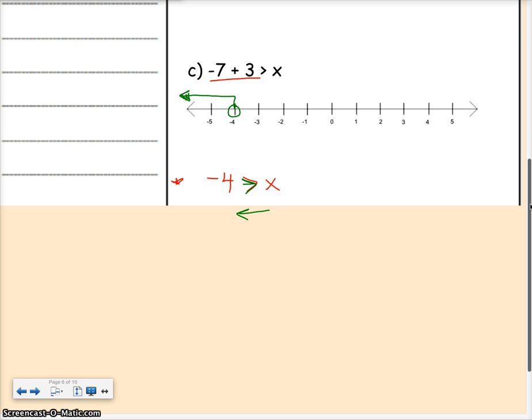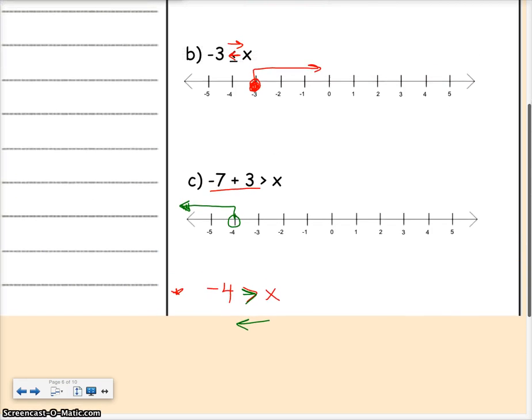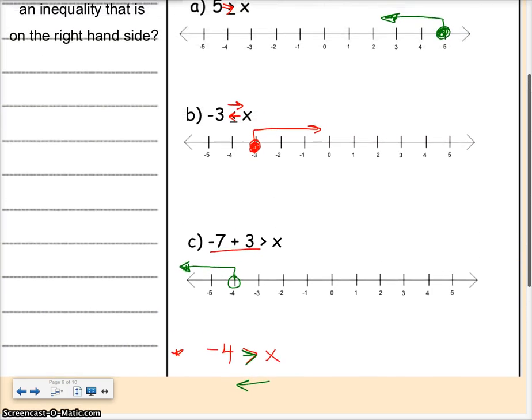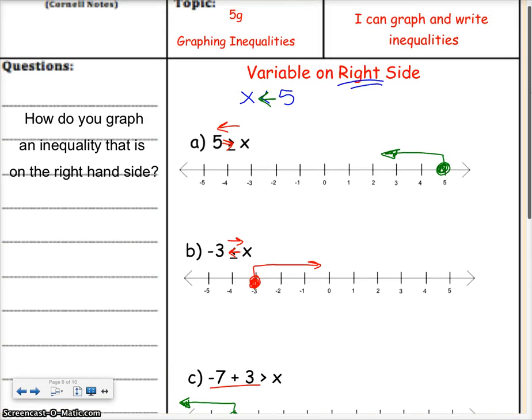Please know this is the most common mistake for students. When the x is flipped on the other side, students don't know which direction to put the inequality symbol on the number line. So, 2 strategies. You can use logic or apply that trick. If the variable is flipped, the arrow is going to be flipped. Okay?